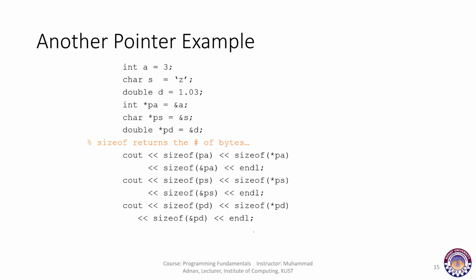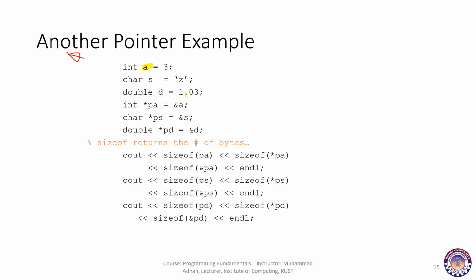So we have this another example. The more we discuss examples, the more we will understand about pointers and other stuff. Okay, so here, let me change the pointer. Here we have variable a. We are assigning value 3 to variable a, and then character s. We are assigning z to s, and then a variable d, which is double.